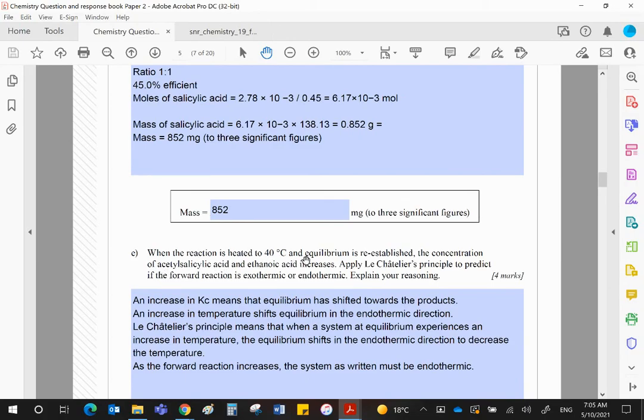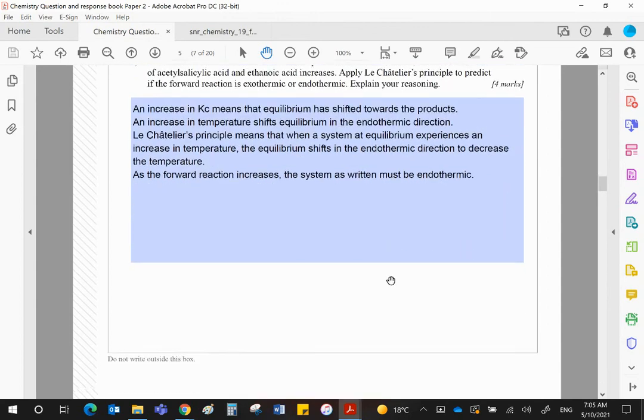When the reaction is heated, the concentration of the product is increasing. Apply Le Chatelier to predict if it's exothermic or endothermic. If you heat, then Le Chatelier says the system will oppose you. Therefore, it's going to move in the endothermic direction, which clearly means the forward reaction here is endothermic.